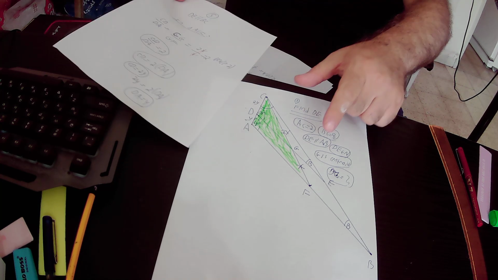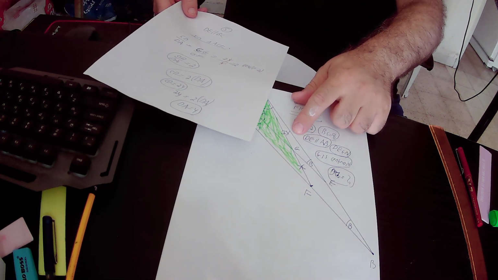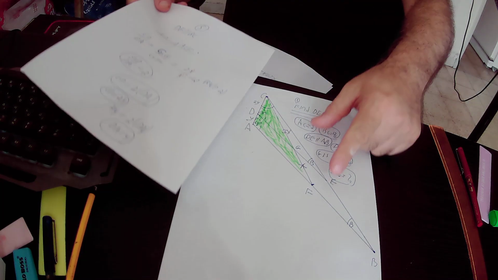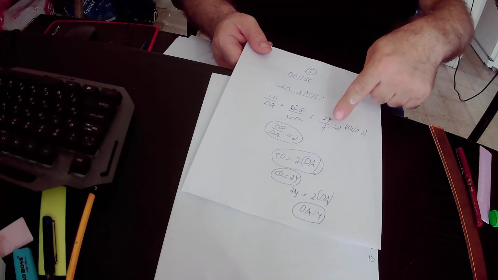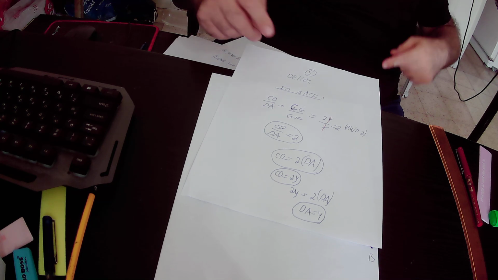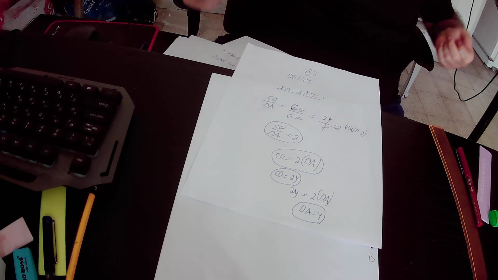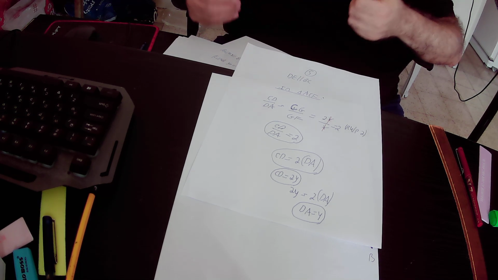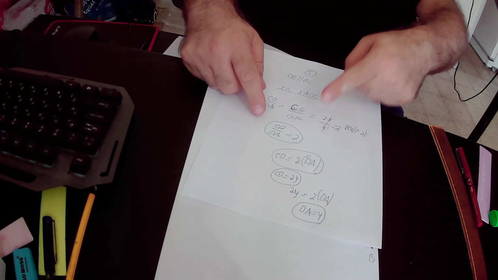But what is the value of CG? The value of CG is 2x. So we can write here that CG equals 2x. And what is the value of GF? GF equals x. So in total we got that CD over DA equals 2x over x. 2x over x is 2, because x over x is 1, so x gets cancelled. Then we get that CD over DA equals 2.